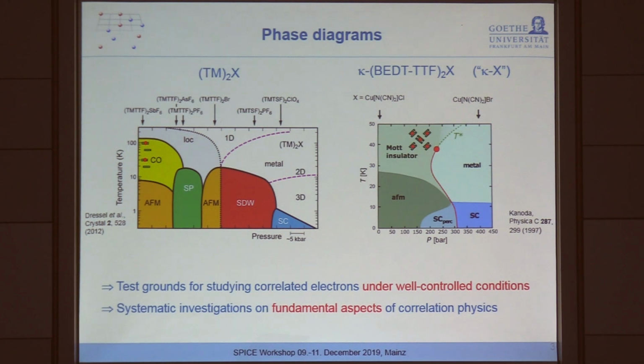Now what becomes clear if we look at these phase diagrams is that they provide really very nice test grounds for studying correlated electrons under well-controlled conditions. And with this I mean there are no doping-related issues. These are stoichiometric materials which you just tune by applying moderate pressure. We don't have to worry about doping-induced disorder or whatever. And these systems allow us to investigate quite fundamental aspects of correlation physics.